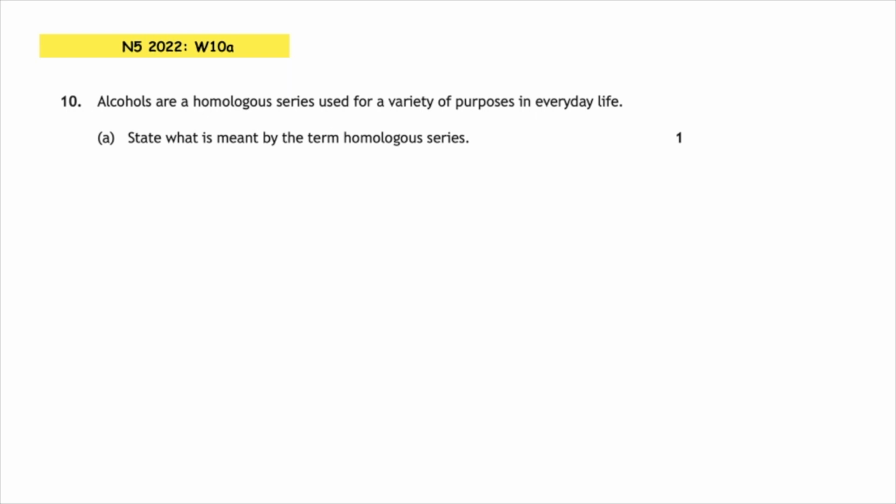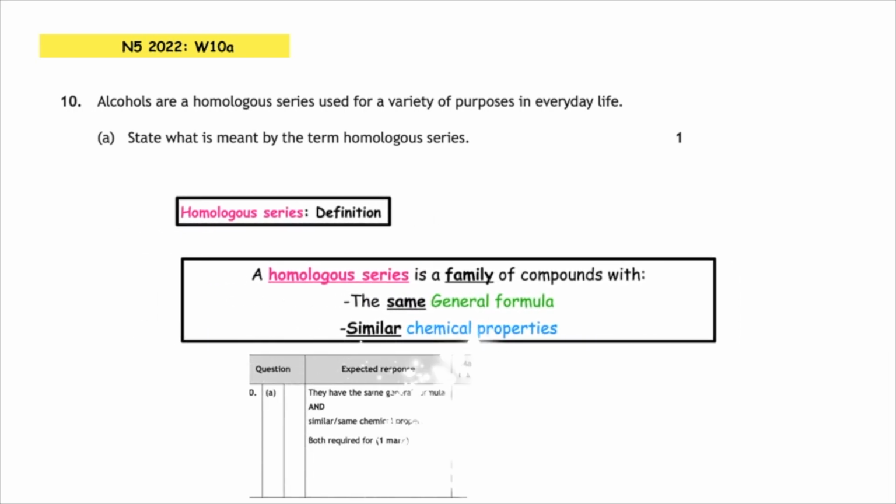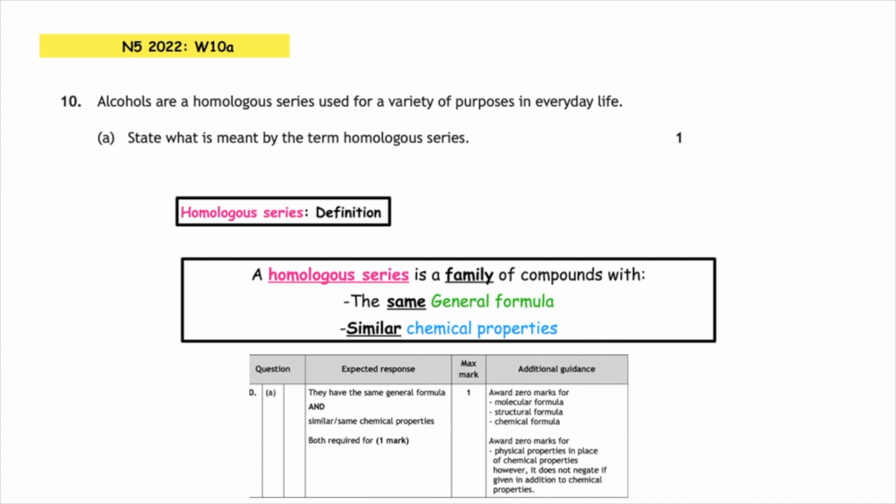Homologous series are used for a variety of purposes in everyday life. State what is meant by the term homologous series. A homologous series is a family of compounds with the same general formula and similar chemical properties.